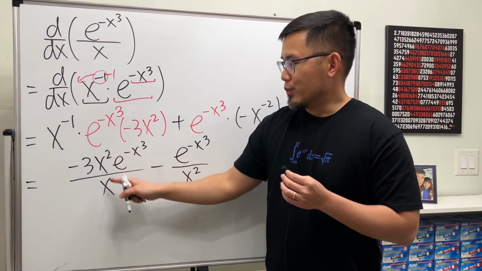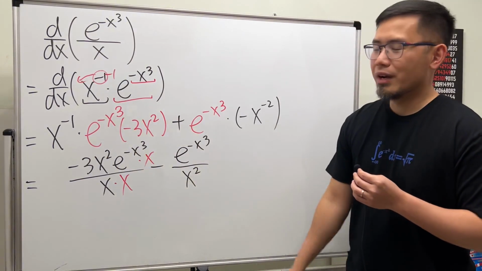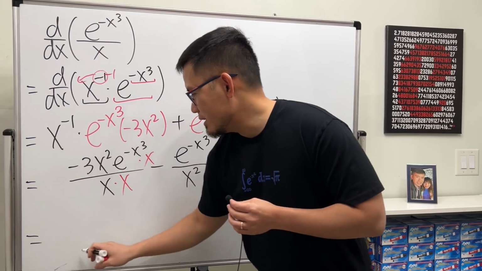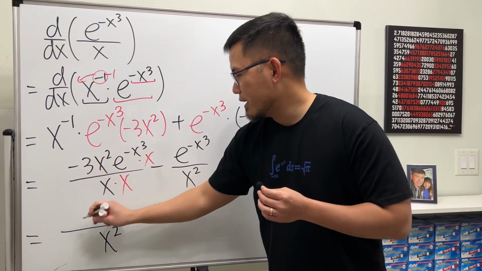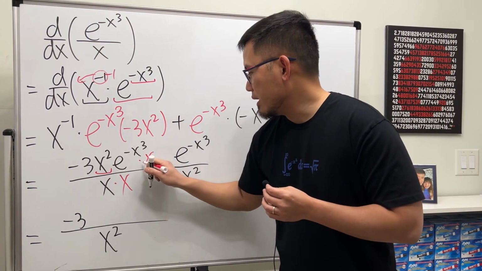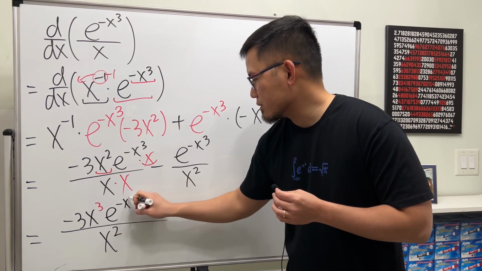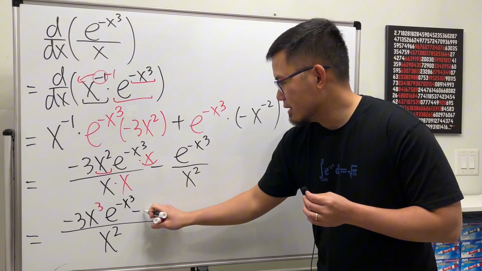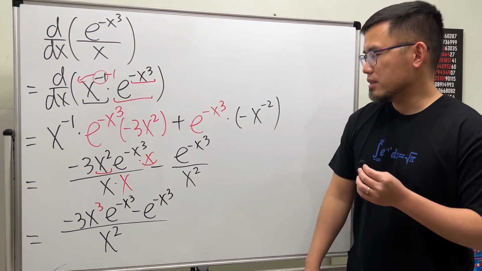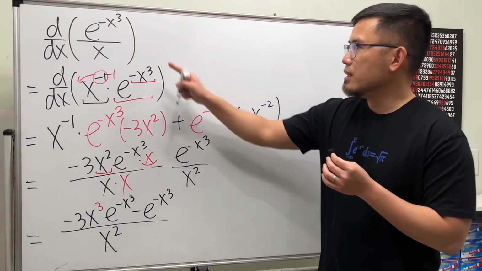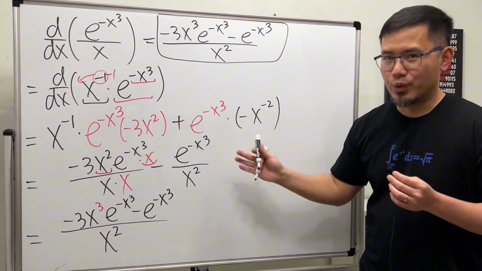Notice I didn't reduce because I need to multiply by one more x here. So multiply by one more x, they will have the same denominator. And then we will see both of them have x squared on the bottom. For this one, we have negative 3, and then x squared, and then one more x, that's x to the third power, and then e to the negative x to the third power, and then minus e to the negative x to the third power. So that would be pretty much it. I don't think there's anything else in particular that we can simplify. So the answer for this, now let's check this out with the quotient rule.